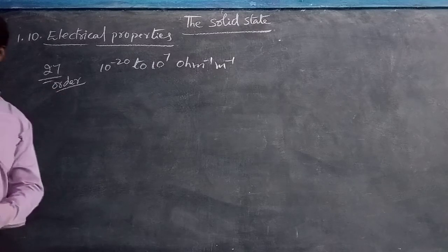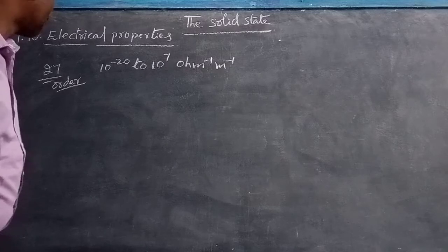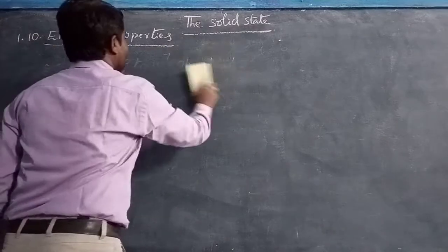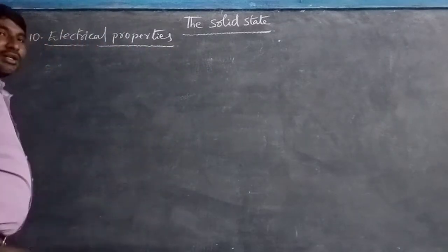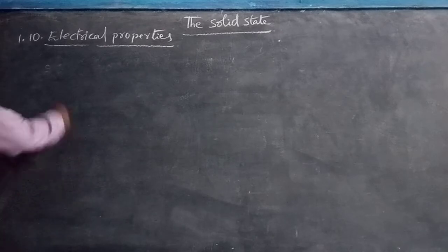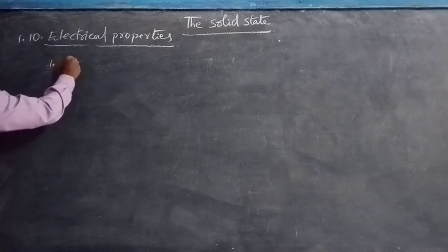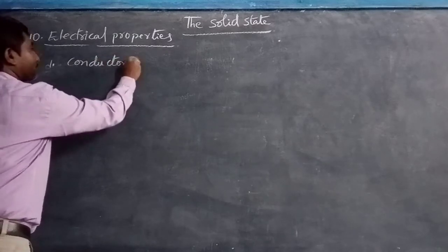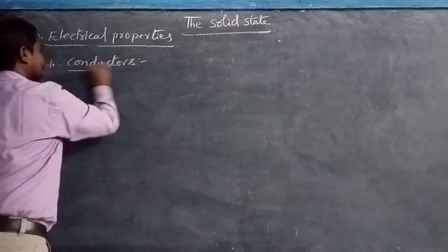So based on the conductivity of the substances, mainly they can be divided into three types. One is conductors.